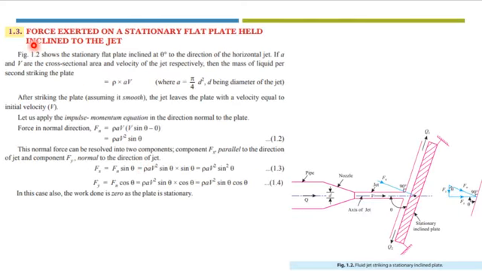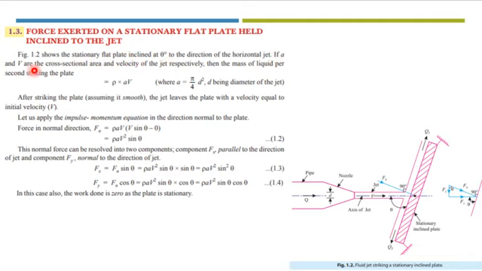Now we will discuss our second case of stationary plate. In this case, the plate is again flat, but it is now held inclined to the jet. As you can see in this figure, a jet is issuing from this nozzle and is striking a flat plate which is at angle theta to the jet. So the figure shows a stationary flat plate inclined at theta degrees to the direction of the horizontal jet.